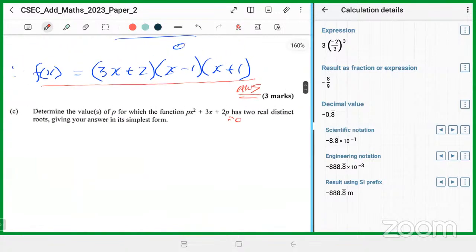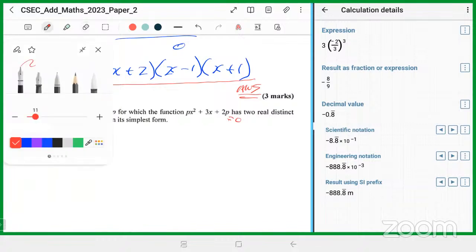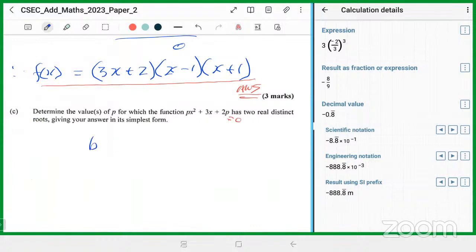I mean, this quadratic equation, if it has 2 distinct roots, then the discriminant b squared minus 4ac is greater than 0. B squared minus 4ac of this equation is greater than 0. And so I'm solving this. So what is my b? My b is the coefficient of x, which is 3. This becomes 3 squared minus 4 times a.